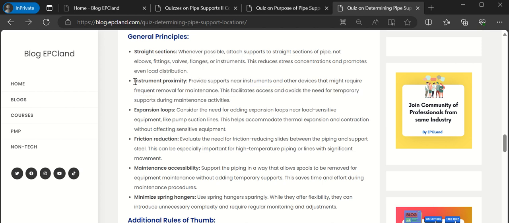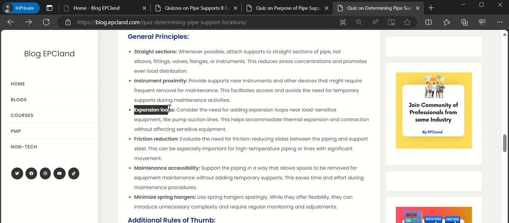The second point which we can consider is instrument proximity. If there are a few instruments in the piping system, for example PG, PT, etc., then we can look into the location of the pipe support so that it is not interfering with these instrument locations, right?